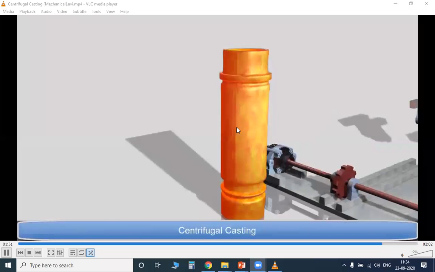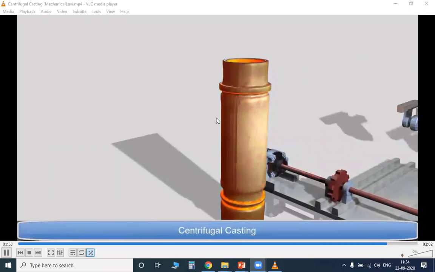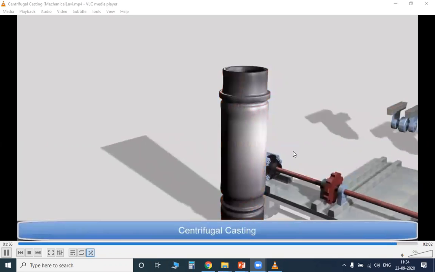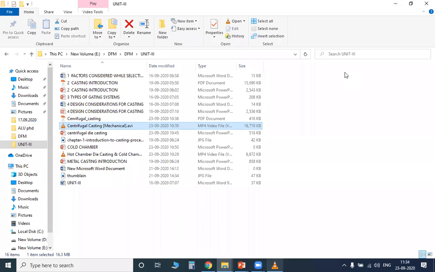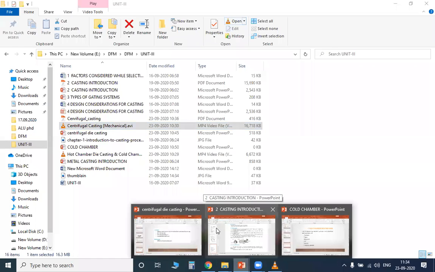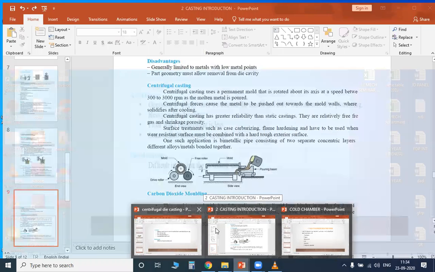So this is the piece which is taken out afterwards. This is the final piece which we are going to get. To remove the final part in the easiest manner, a coating is applied to the mold so that the part can be removed more easily. And those are the two, the centrifugal casting as well as the cold chamber die casting.